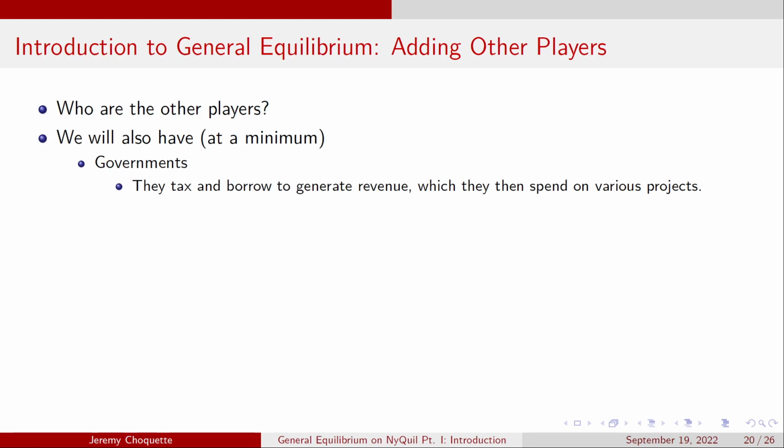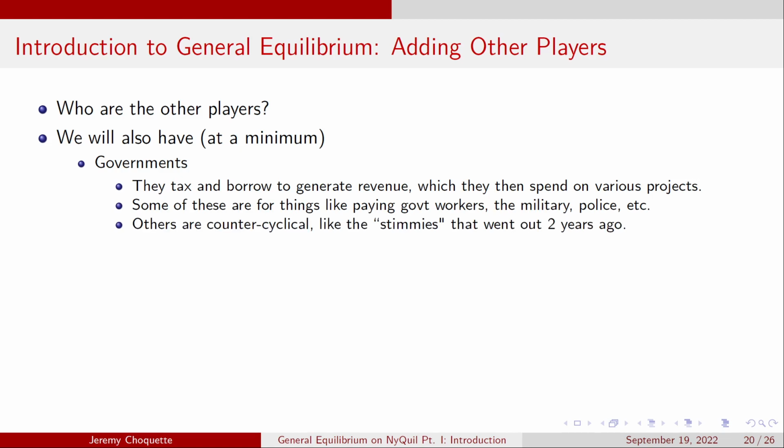Now, the government taxes and borrows to generate revenue, which they spend on various projects. Some of these are for things like paying government workers, the military, the police, all that stuff. Others are counter-cyclical, like the stimmies that went out 2 years ago. Trust me, we're going to be getting way into that towards the end of the course.